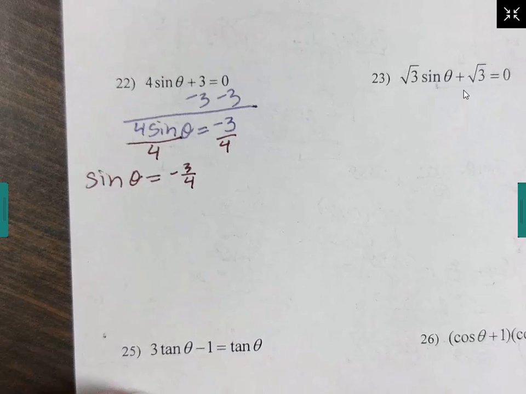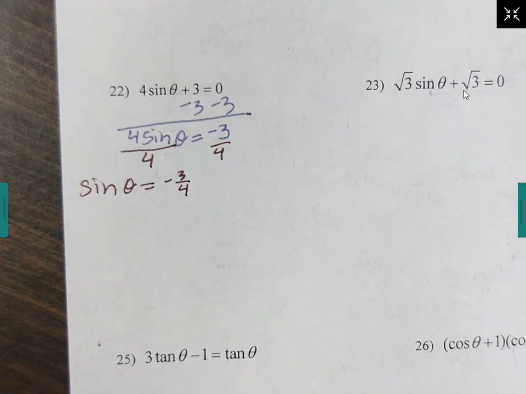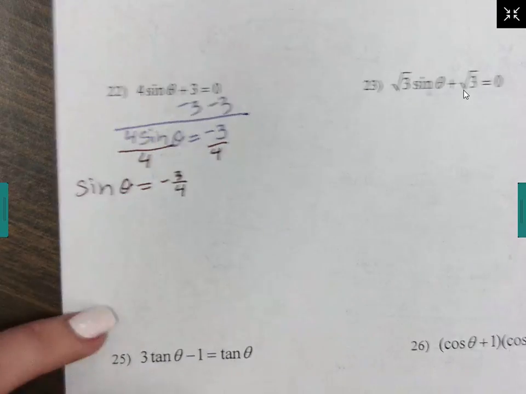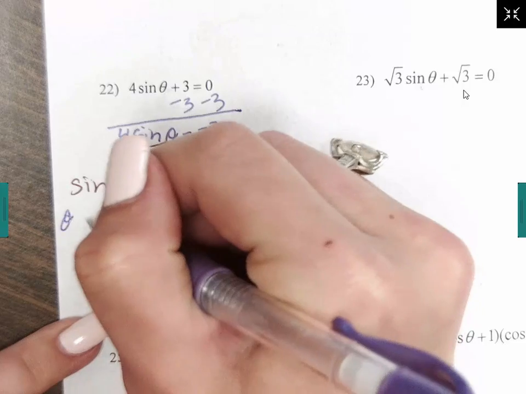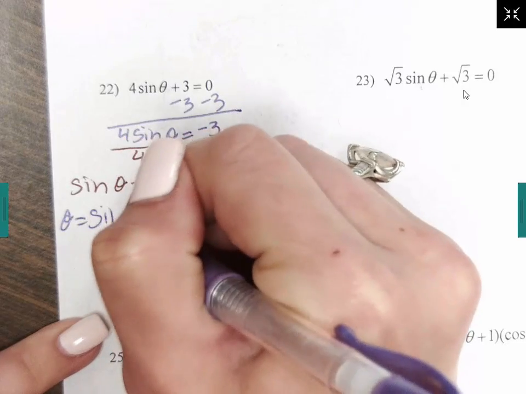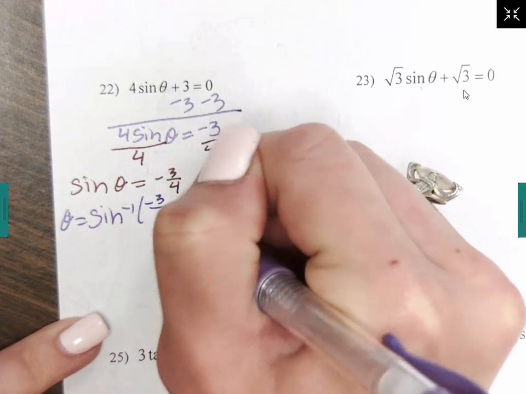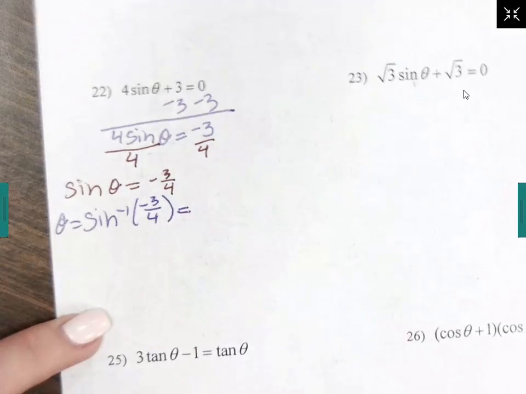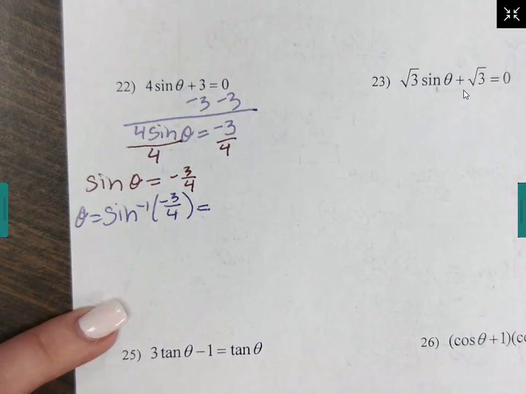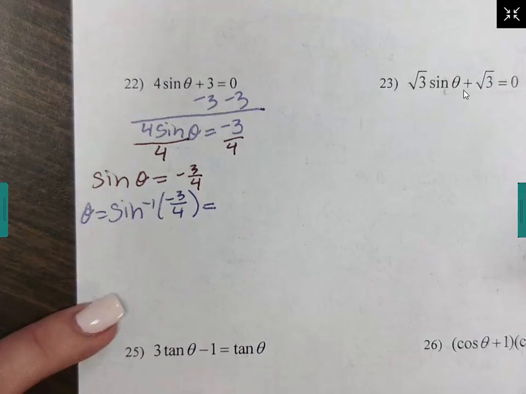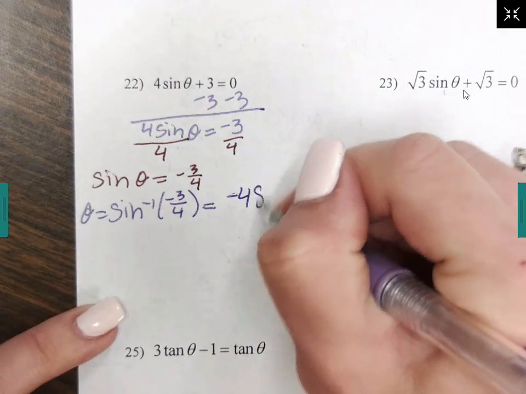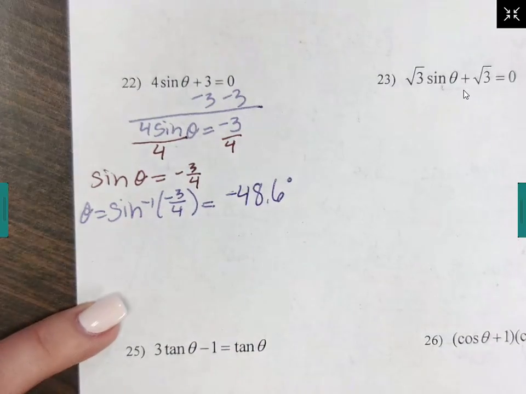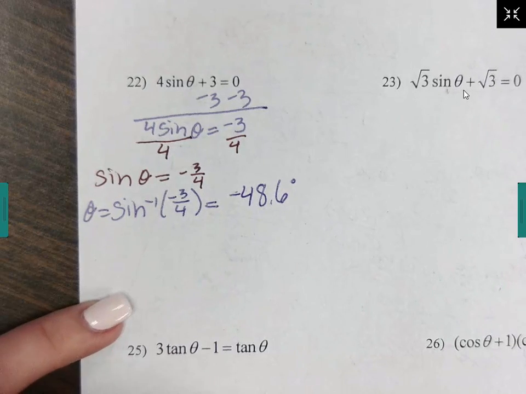So from here, we just want to find out what theta is. Do you guys remember how to find out what theta is? Sam. Right. We do the sine inverse. Theta is equal to the sine inverse of negative 3/4, which is what? Negative 48.6 degrees, right?